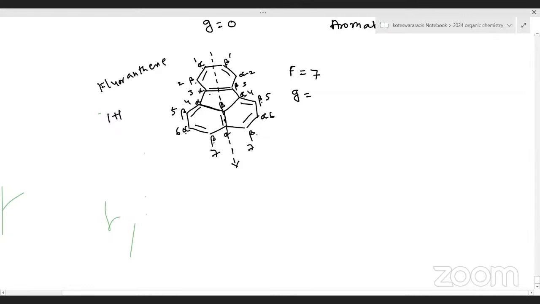Then 1 plus 1, alpha is replaced with beta. This is also a position. How many are there in total? 3. G value is 3. Now, what is F plus G? 7 plus 3 is 10. Now, what is that? It is aromatic. You can simply understand it that way.